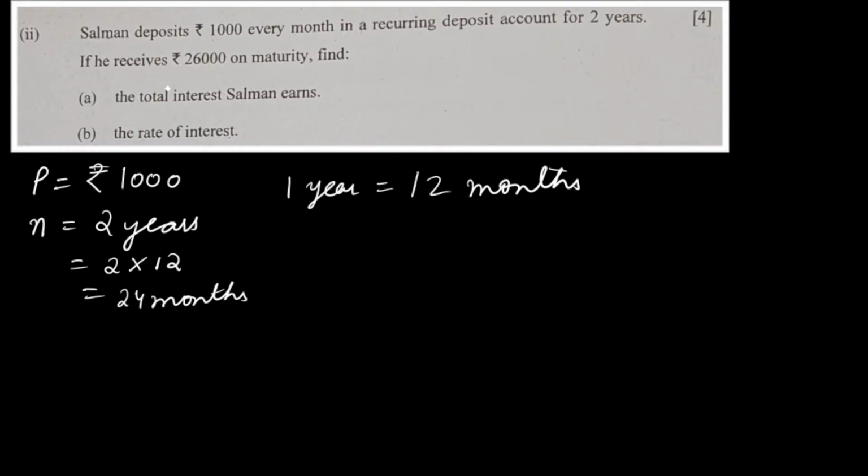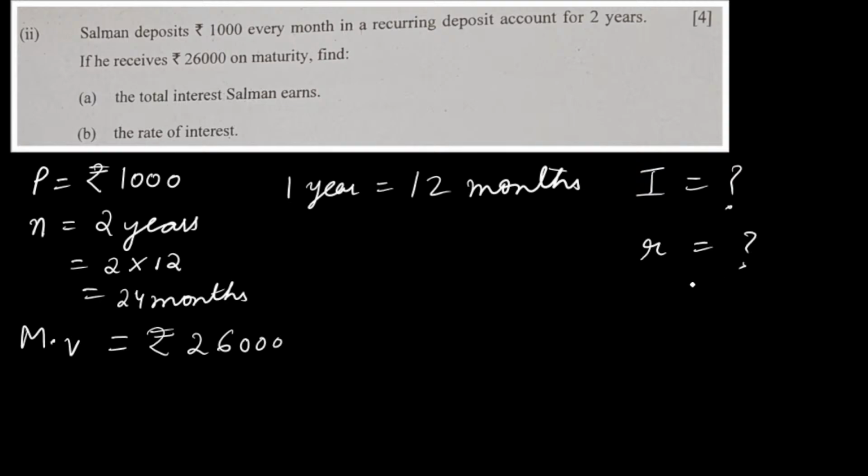Now he receives 26,000 on maturity. That means again maturity value is given to us. Maturity value is given to us as 26,000 because it's given he received this amount on maturity. What we have to find here? We have to find total interest earned. That means interest we have to find and rate of interest. We have to find R also. Interest and rate of interest.